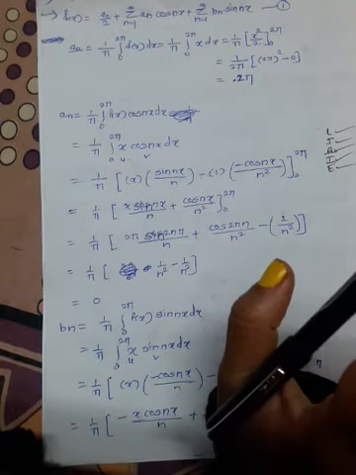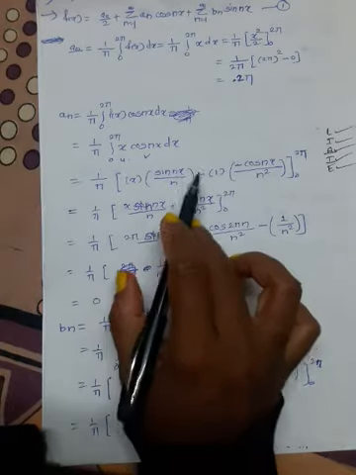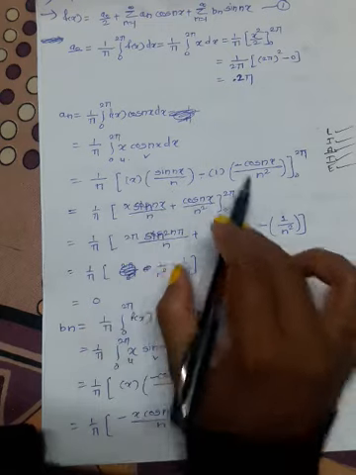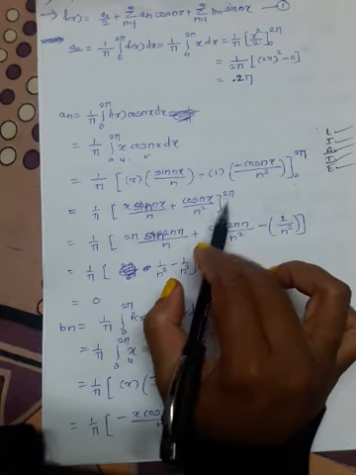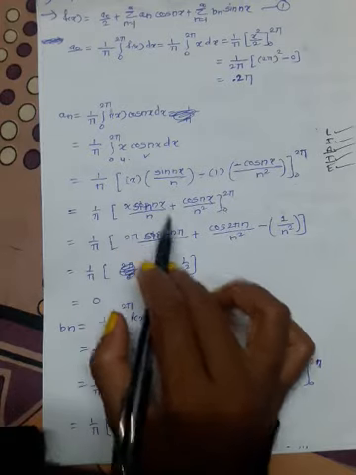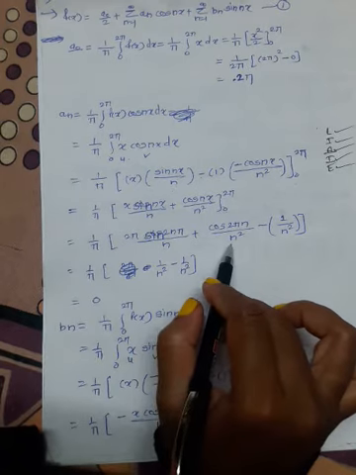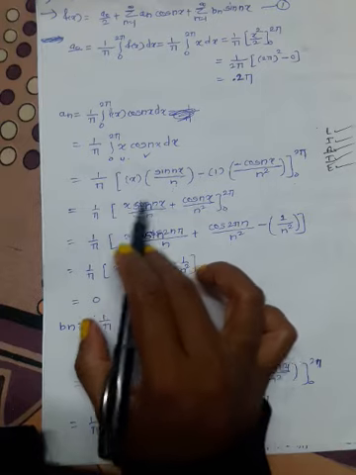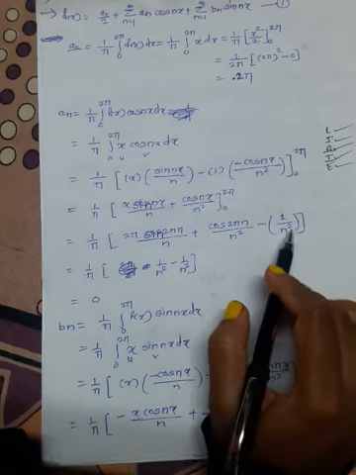Everywhere we are going to use the same rule. Therefore now remove the bracket first before putting the limits. X into sin nx upon n plus, this minus becomes plus, cos nx upon n square, 0 to 2 pi. Now put the value of 2 pi in x everywhere. Upper limit first: 2 pi into sin 2 pi n divided by n plus cos 2n pi divided by n square. This is the upper limit. Minus lower limit, put 0 in x. X into 0 into anything becomes 0. Cos 0 is 1 upon n square. This is the total lower limit.